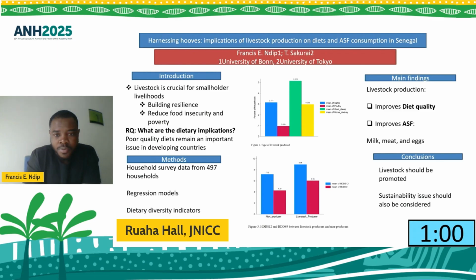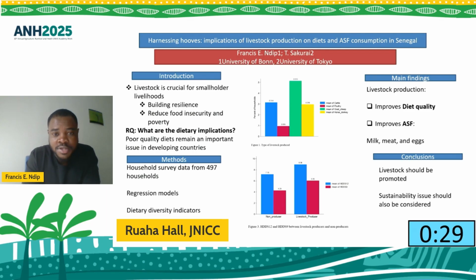Livestock is crucial for smallholder livelihoods in Africa and affects the life of over 270 million people and helps households build resilience. But little is known about the dietary implications, despite poor quality diets being an important issue in developing countries. So the objective of this study was to look at the implications of livestock production on dietary diversity and consumption of animal source foods, and we used household survey data from Senegal with regression models.